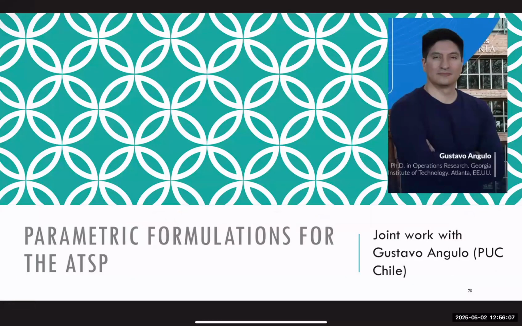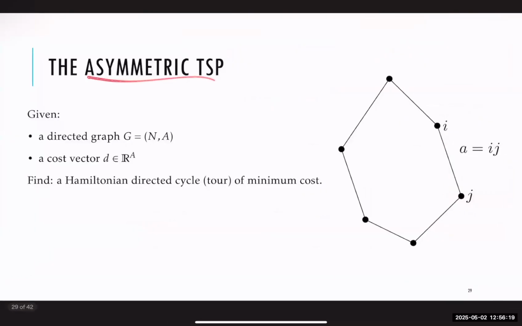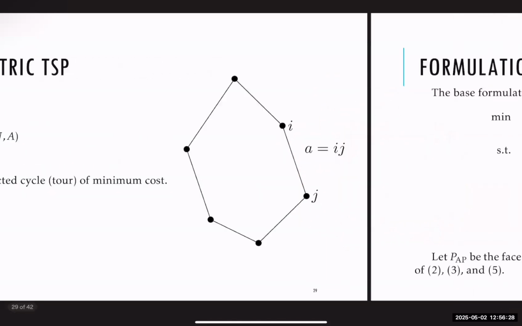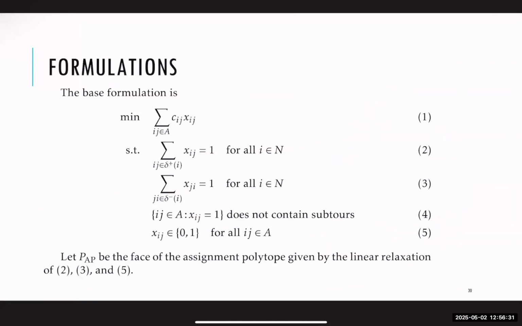Okay, finally, parametric formulations for the asymmetric traveling salesman problem. This is work with Gustavo Angulo. This is the asymmetric TSP: I give you a set of cities that you need to travel to, and I need to find the shortest way of doing it. In a typical integer programming formulation, you have variables that represent whether you travel from city i to city j. You have constraints on going out of or into a city, and these are binary variables. And there is one type of constraint that you need to add to eliminate subtours.